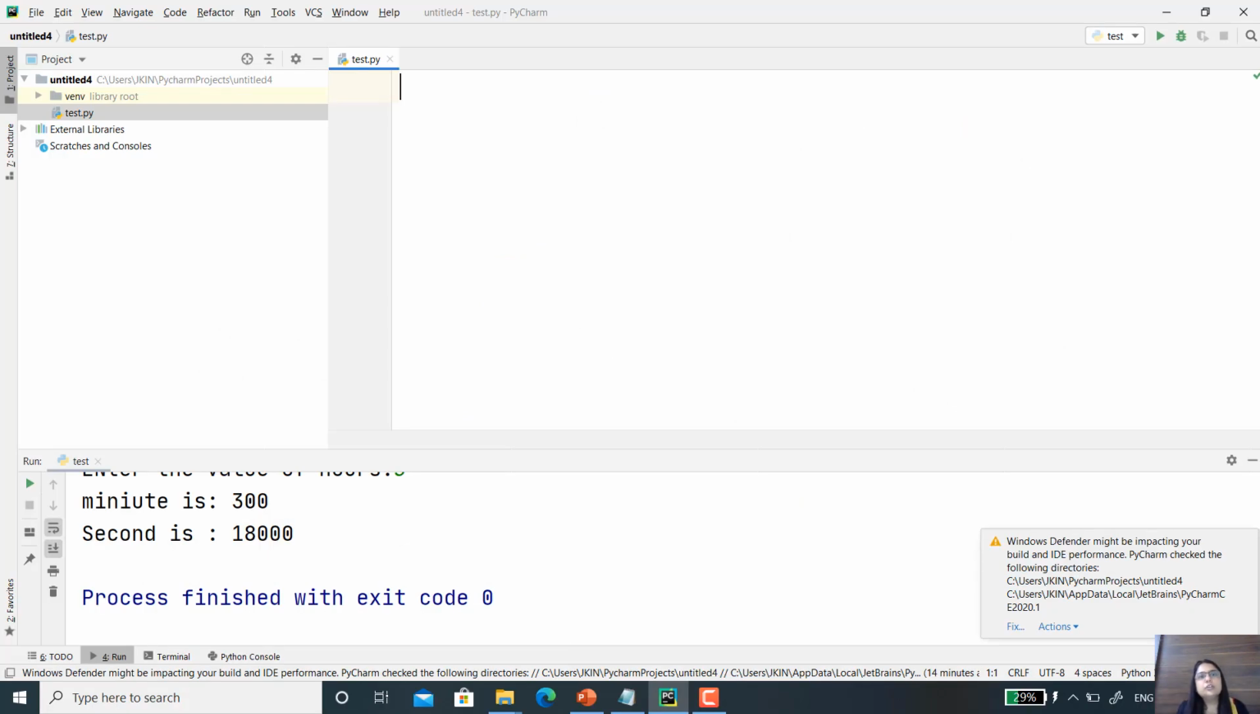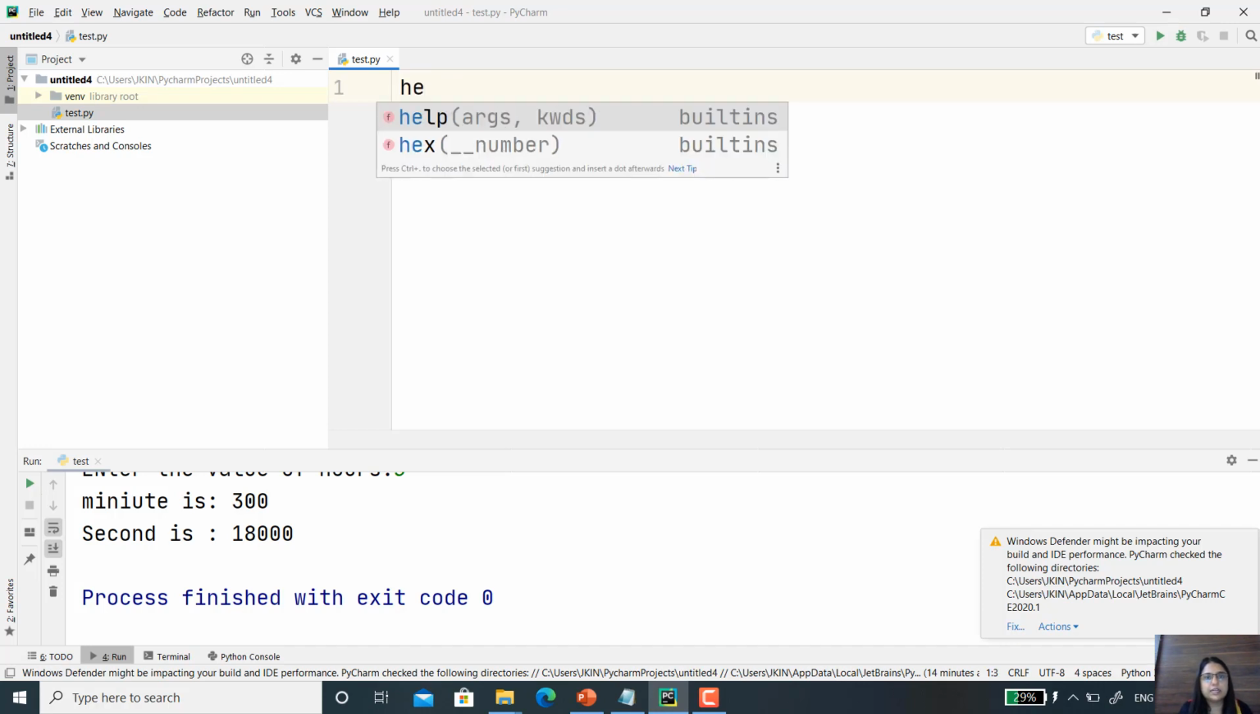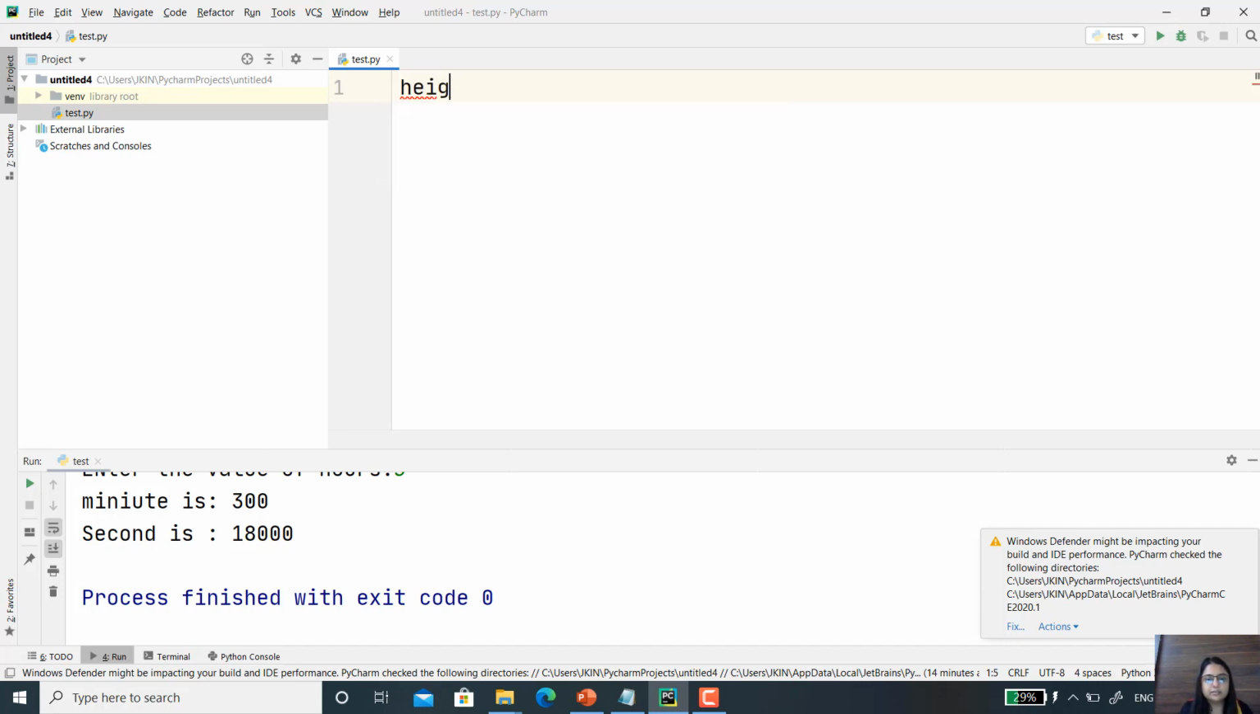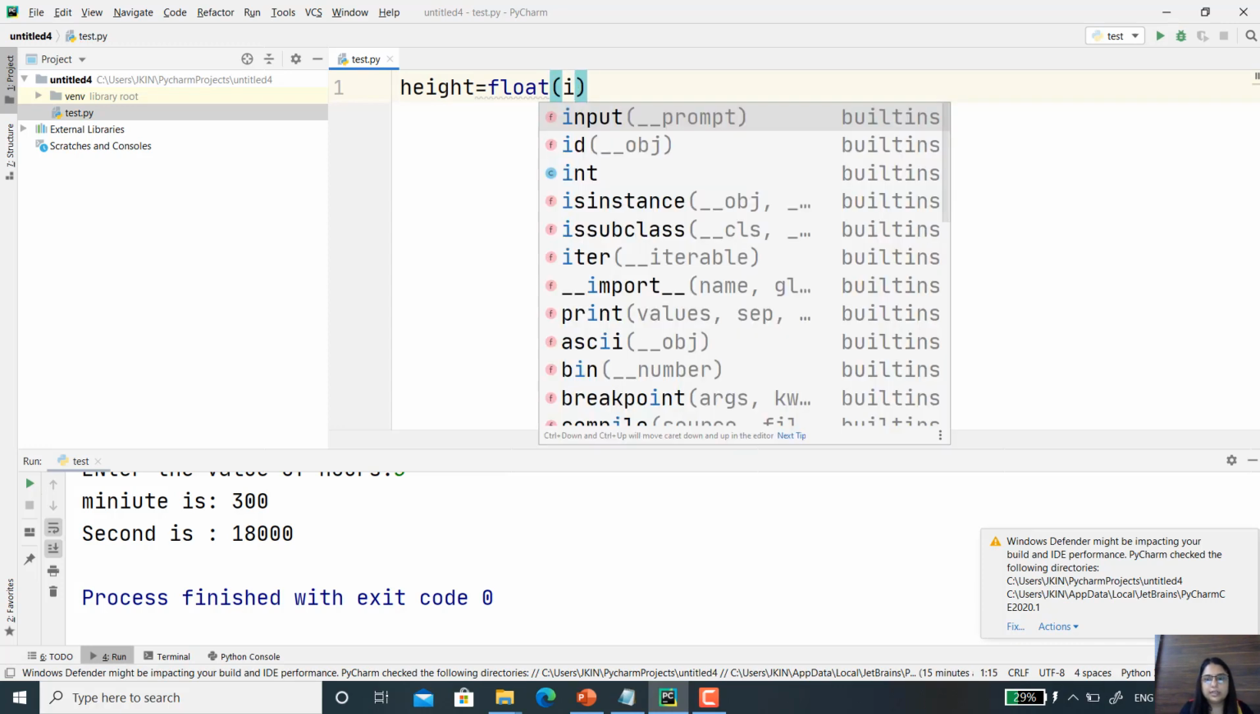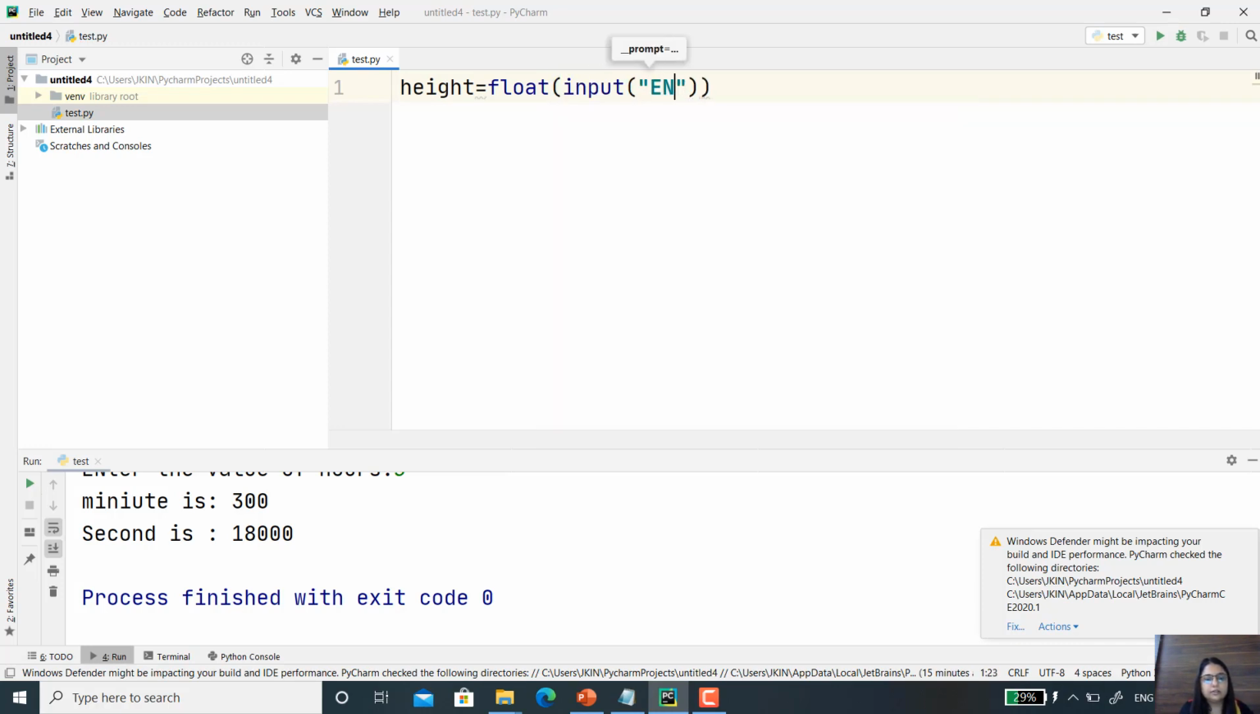So in this code, the user will enter the three values, that is the height, base first value and the base second value. So the first variable that I am taking is height, that equals, it can be any value, so I am using float, then input, and here enter the height of trapezoid.